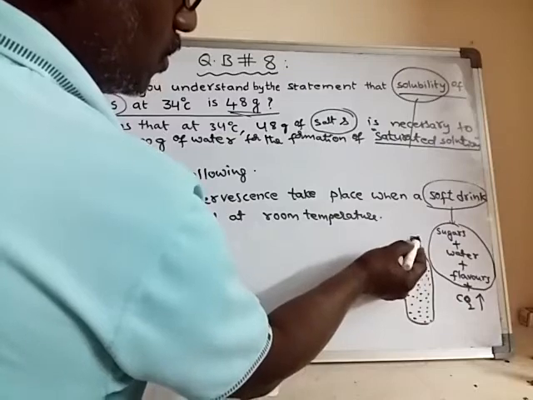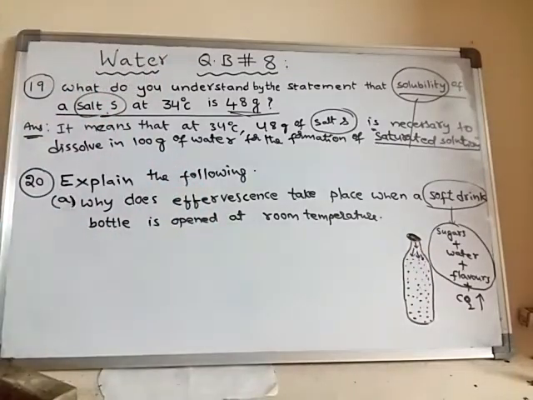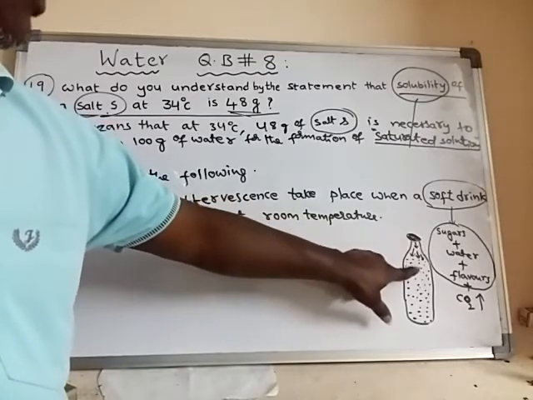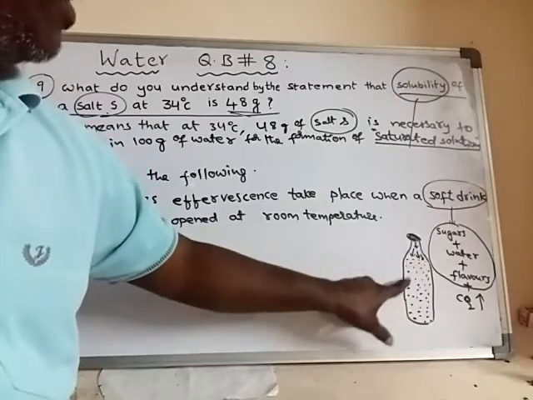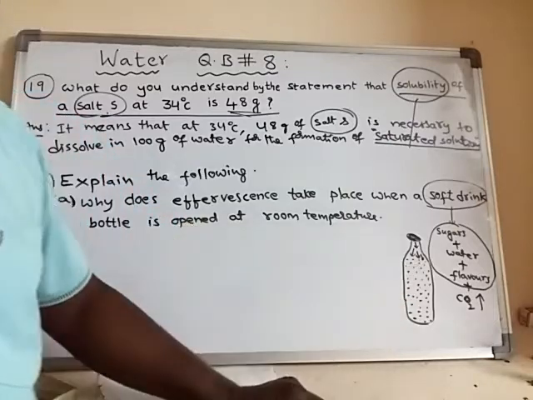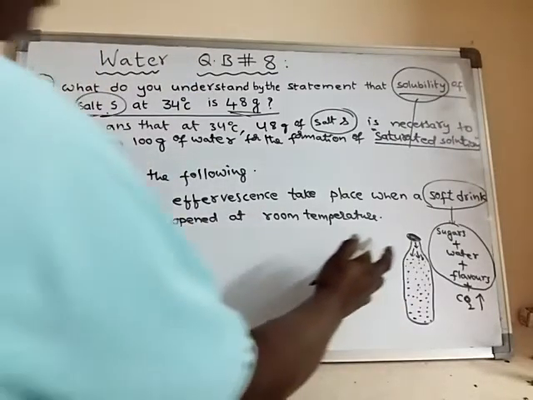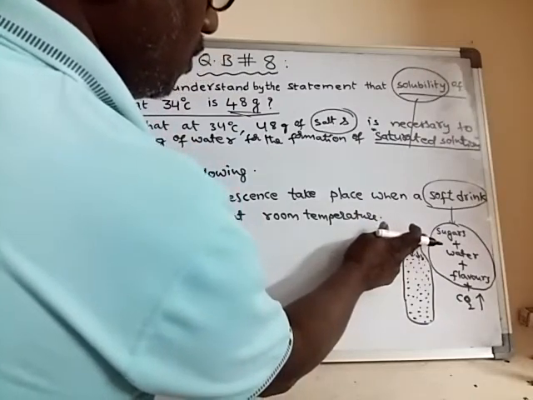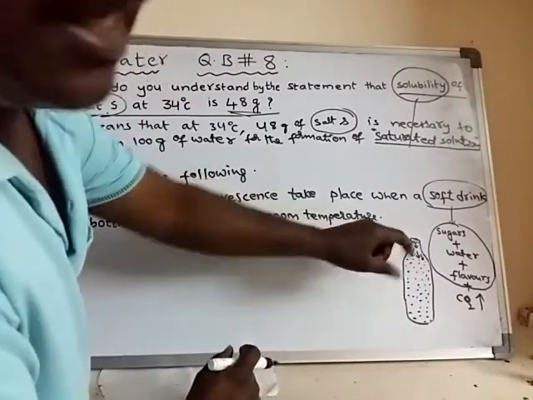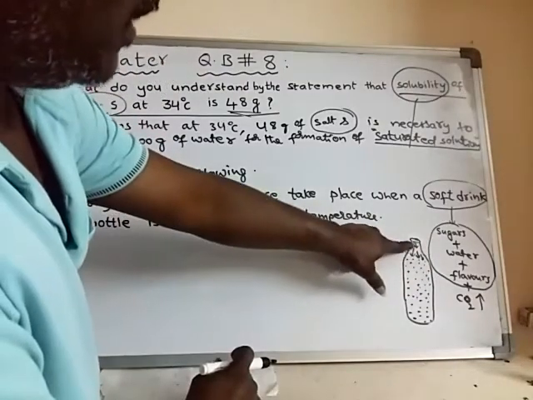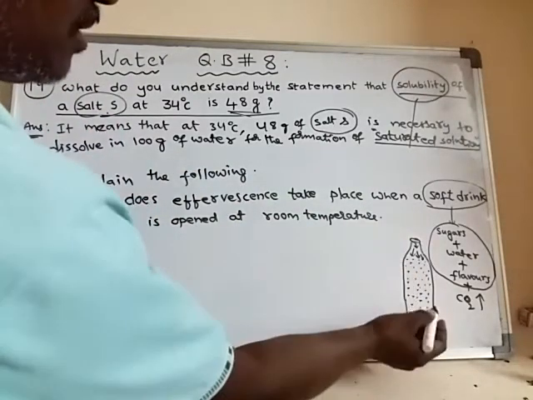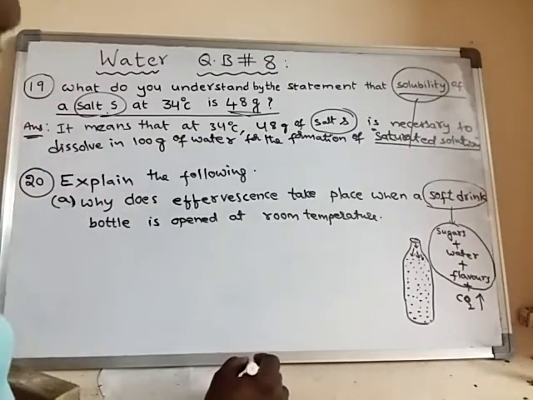When the soft drink bottle is sealed under high pressure, due to this high pressure the carbon dioxide gas will dissolve in this solution. Now suppose you open this bottle, what happens? The pressure is decreased. Whenever pressure is decreased, the solubility of carbon dioxide decreases.